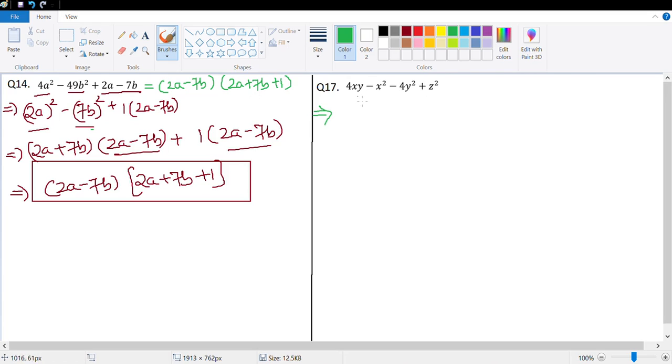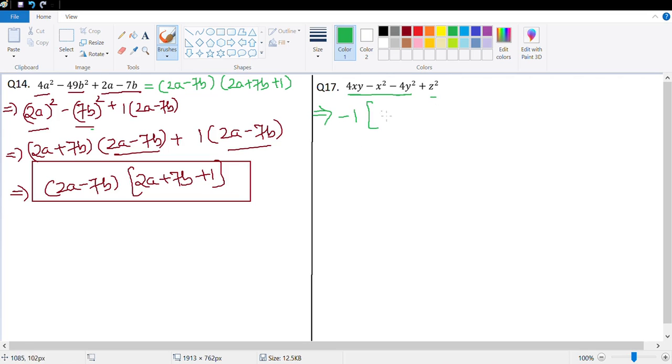Next, this is 4xy, negative x squared and negative 4y squared. I notice if I take these three common, I think this will be something of the form (x and 2y) whole square, and this is z square, right? So let's see what do I get. But this is plus z square, so maybe I should take negative 1 common for all of them.